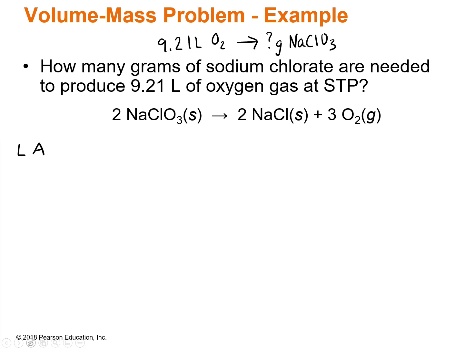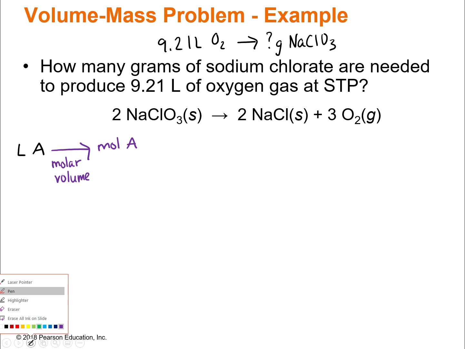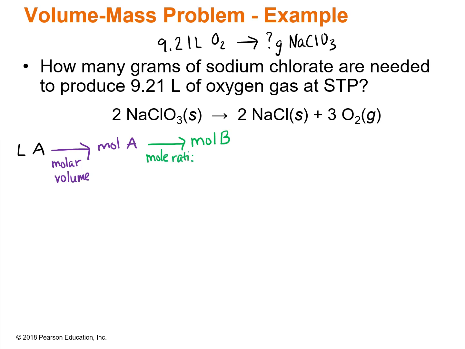We're starting with liters of A. We have to go from liters to moles. Use molar volume there. The middle piece is always going to be converting from moles of one thing to moles of another. That's where our mole ratio comes in. Then we need to convert moles of B to grams of B. And that's using the molar mass.